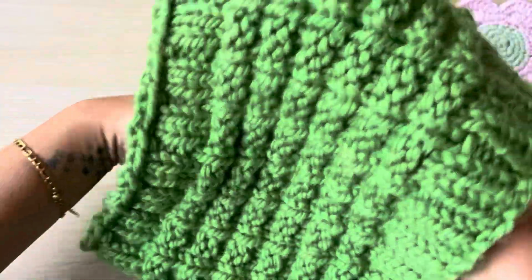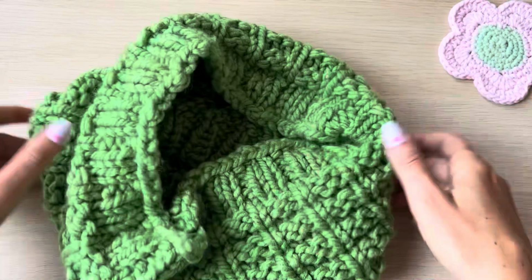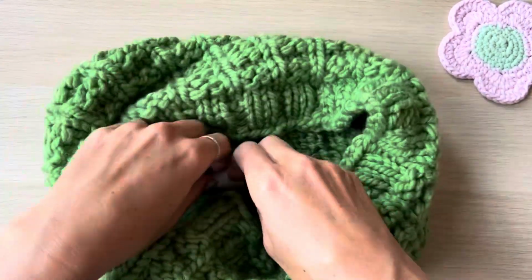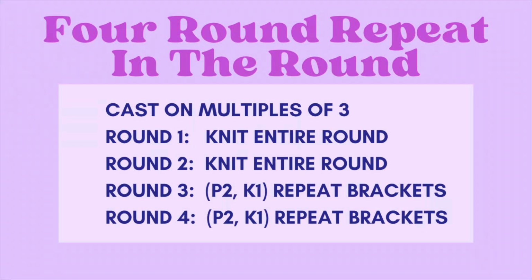So now we're going to move on to how to create waffle stitch when working in the round. So it's a slightly different 4-round repeat. When working in a round, you won't need the extra stitch, so you'll need to cast on in multiples of 3. The first 2 rounds are all knit stitch.